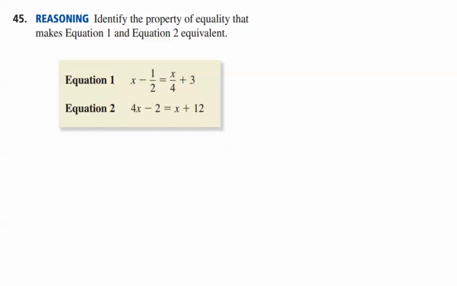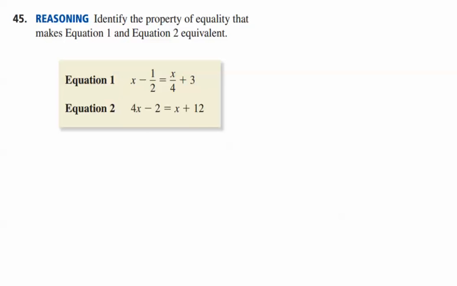Again, remember we're dealing with the addition property. That means you add the same thing to both sides and you get an equivalent equation. You subtract the same thing from both sides. You multiply the same thing by both sides, or you divide both sides by the same thing. So we want to know which of those properties were used to get from equation 1 to equation 2.